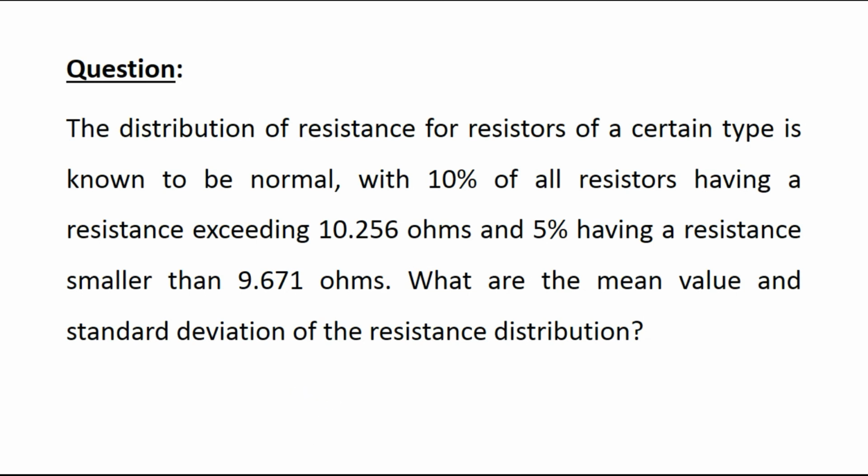Next question. The distribution of resistance for resistors of a certain type is known to be normal. So it is a question of normal distribution, with 10% of all resistors having resistance exceeding 10.256 ohms and 5% having a resistance smaller than 9.671 ohms. What are the mean value and standard deviation of the resistance distribution? So we need to find mu and sigma. We are given that 5% have a resistance smaller than 9.671 ohms. So basically the area is given as 0.05.